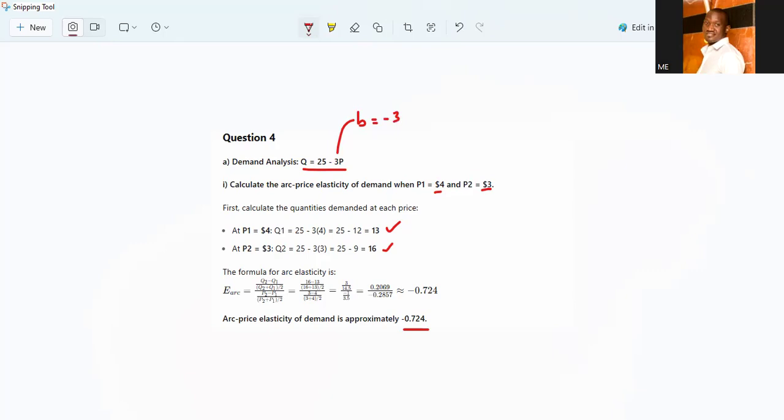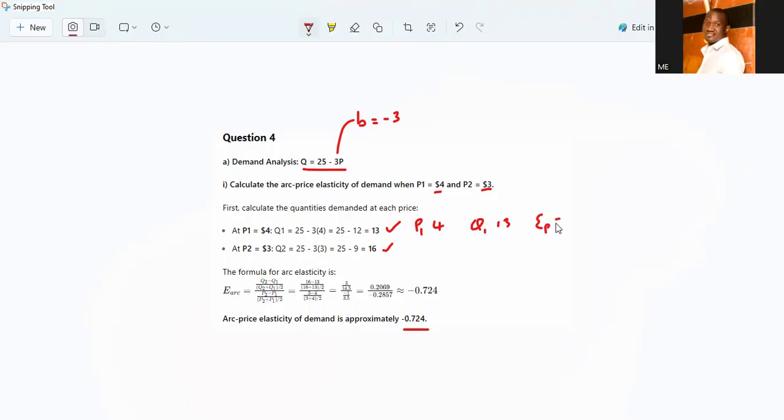So the point elasticity, we established that the first point is P1 is 4 and Q1 is 13. Okay, so if we're going to use this one here, P1 is what? 4. Q1 is what? 13. So what is the point elasticity?